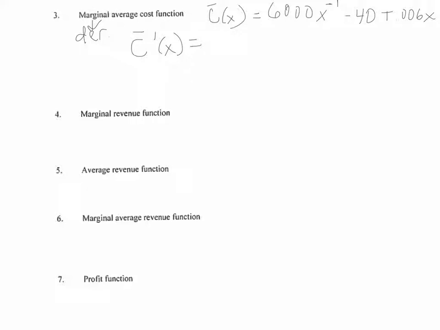So tell me what you get when you take the derivative on this first term. Negative 6,000 x to the, what's my new exponent? Good. Subtract 1 from a negative 1, that gives you a negative 2. What happens if you take the derivative of negative 40? You get 0. Excellent. And then what do you get when you take the derivative of 0.006x?